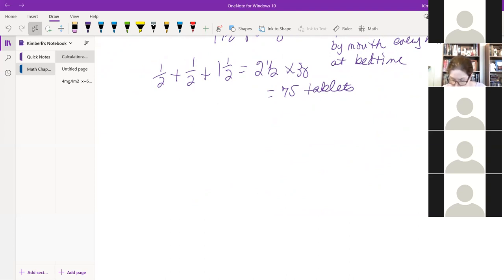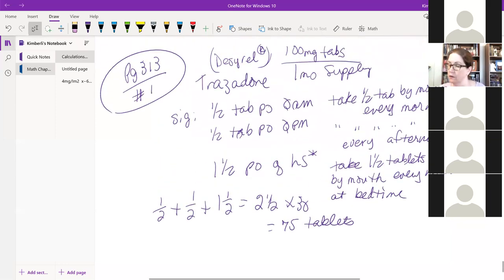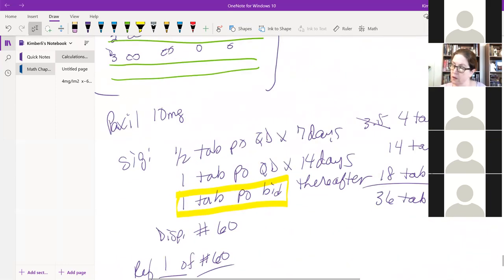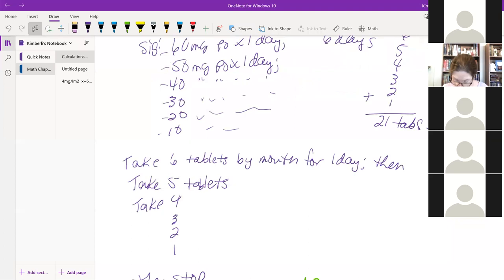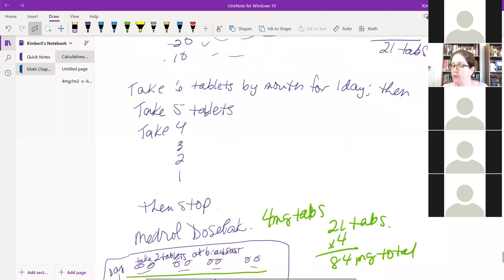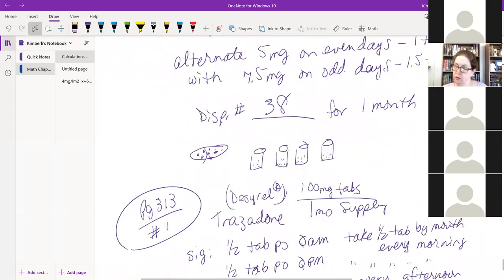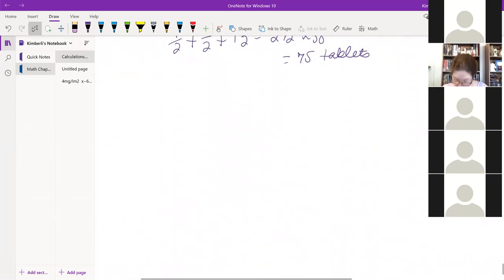Number five on page 315 is just like the decreasing dose that we looked at up here. This one, okay, with the prednisone. And they're using Decadron, which is dexamethasone. So number five on page 315 is another decreasing dose. So you're going to add up how much they take every day. And then it tells you a physician writes a prescription for Decadron, dexamethasone, taper. Taper means to get smaller, right? So it's a decreasing dose.